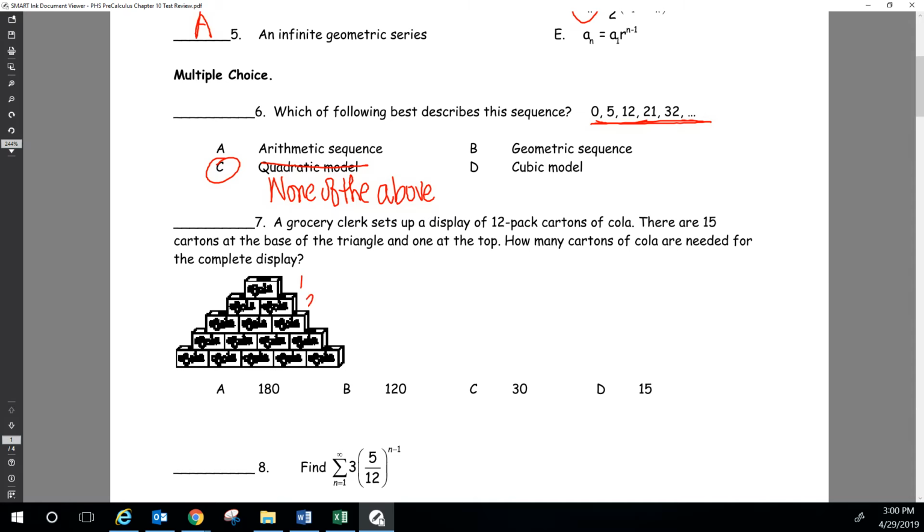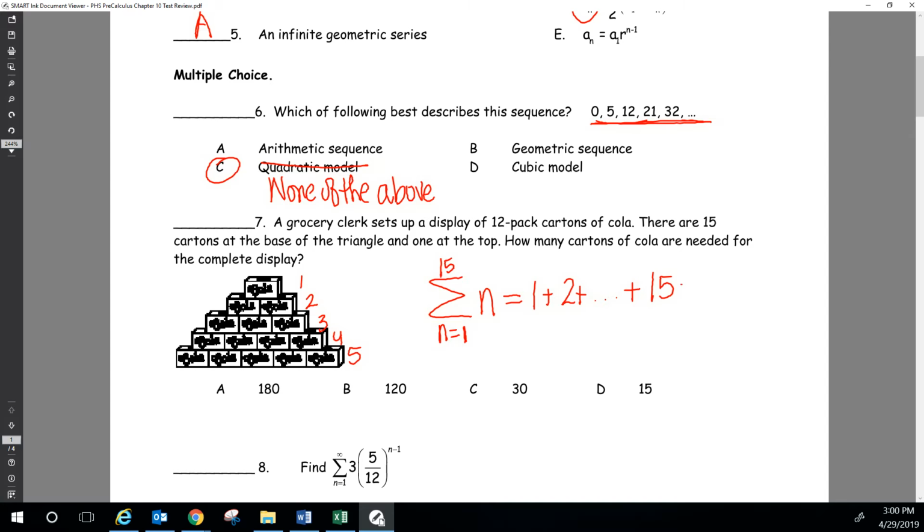So my sequence for this is going to be 1, 2, 3, 4, 5. And we want to add those up because we want to know how many cartons there are in total. So my sequence is going to start at 1, and we know there are 15 cartons at the base, so it's going to go from 1 to 15, and it's just of n. Because if I find my first term, that's going to be 1, plus my second term would be 2, plus my third term, dot, dot, dot, all the way out to 15. So this is a finite series of an arithmetic sequence, because I don't have a common ratio here. This is just to the n power.